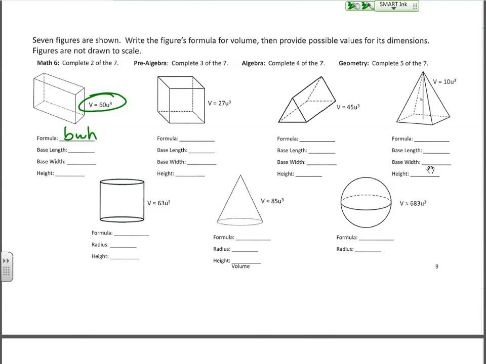As geometry students, you need to complete 5 of the 7, which means you do need to do at least one in the bottom row.